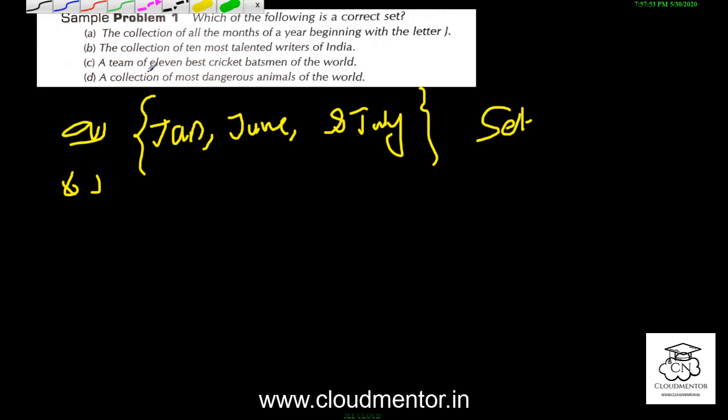And option B, the collection of 10 most talented writers of India. A writer may be most talented for one person and may not be for another. Therefore, it cannot be said which writers will be in the collection. So this collection is not well defined and therefore it is not a set.